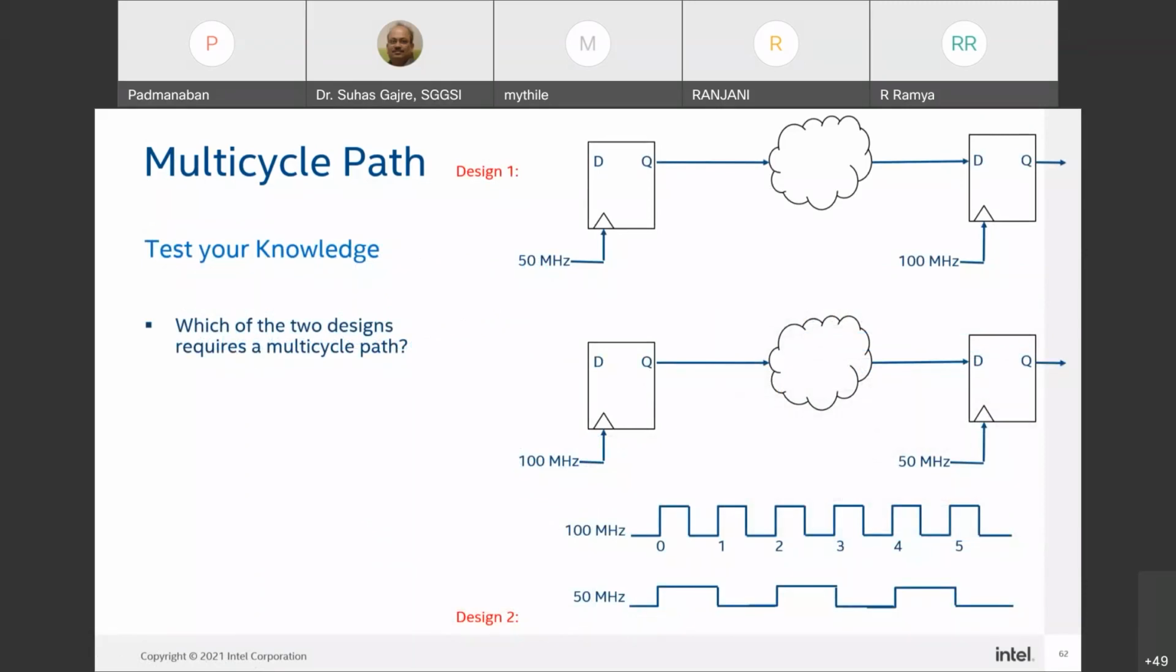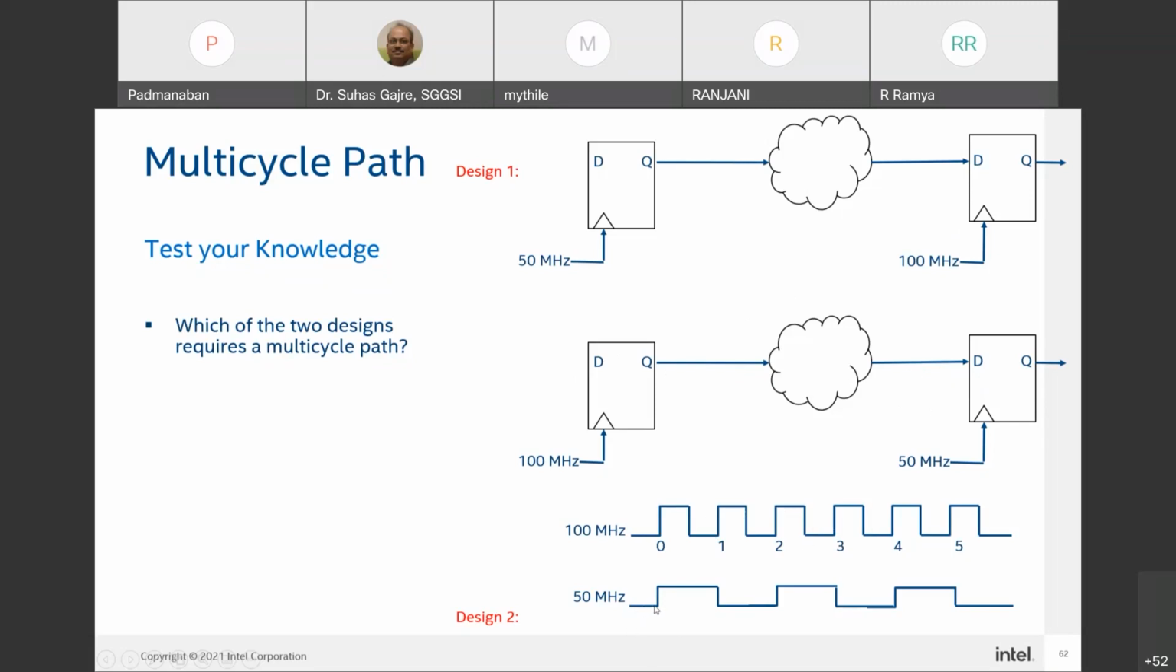Right. Now let us take this example. The launch flip-flop is having a 50 megahertz clock, and the capturing flip-flop is having a 100 megahertz clock. You can see this is from 50 megahertz to 100 megahertz, and this is from 100 megahertz to 50 megahertz. So which of them requires a multi-cycle path? There are 2 designs. One is where 50 megahertz is the launch and 100 megahertz is the capture. For the other one, 100 megahertz is the launch and 50 megahertz is the capture. You could see the clock period logically here.